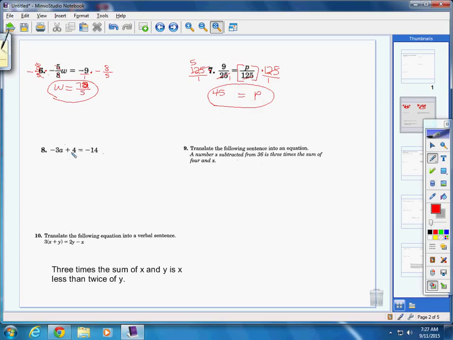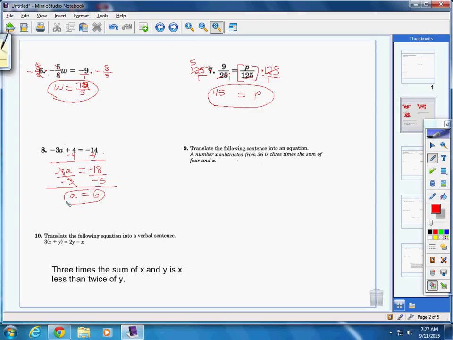All right, on to number 8. We're looking to isolate A, so I'm going to start by subtracting 4 on both sides. There we go. We're left with -3A is equal to -18. And then, of course, your last step is to divide by -3 on both sides of your equation. You're left with A equals +6.